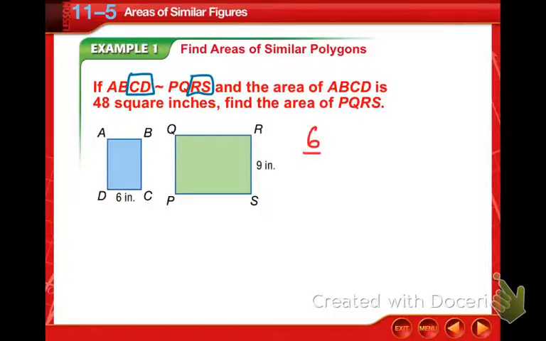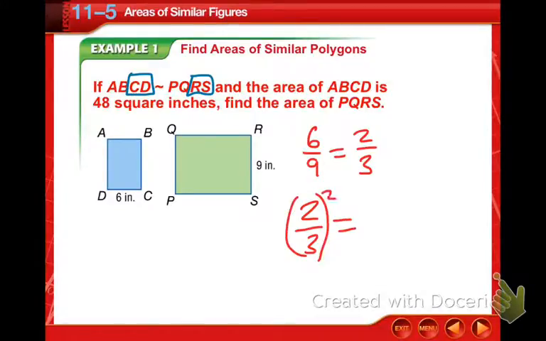So 6/9, which simplifies to 2/3. So we're going to use our 2 over 3 as our scale factor. Now we're going to have to square that. And we know the area of the smaller rectangle is 48.